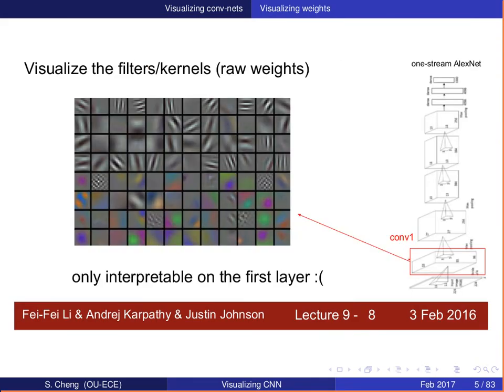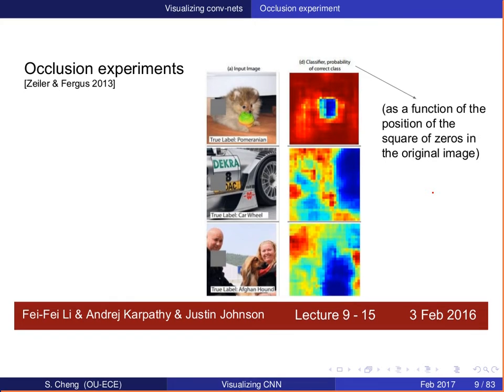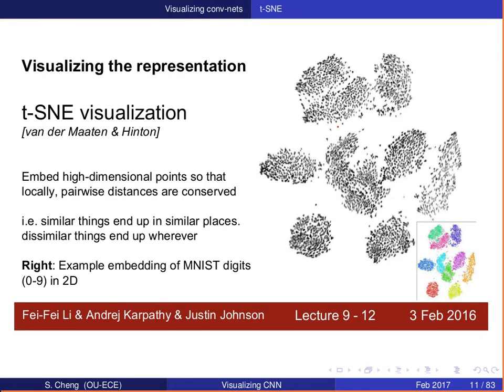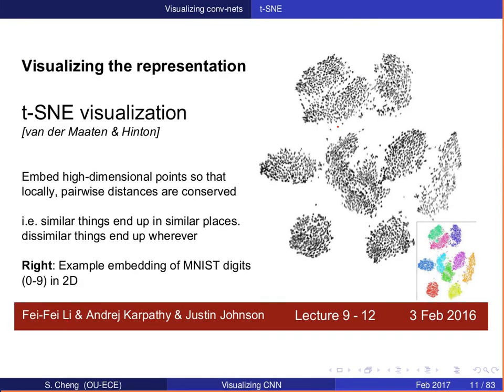But if you look into the higher layers, the weights alone don't give you much information. So instead there are a couple of ways. For example, you can do an occlusion experiment, and we mentioned using t-SNE on the last layer. You look at the last layer and think of that as a representation vector, so anything that's close together, you just put together.